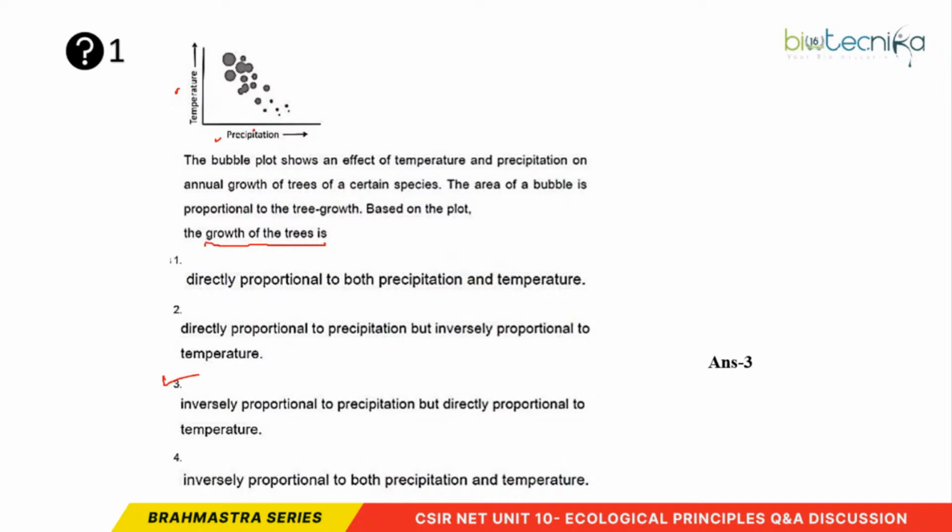If you see here, with precipitation, what is happening? The growth of the tree is reducing, isn't it? So as your precipitation is increasing, the growth is reducing. So it is inversely proportional, which is correct. With temperature, the growth is increasing, right? As you go up, look at the area of the tree growth, it is increasing. So it is directly proportional to the temperature.